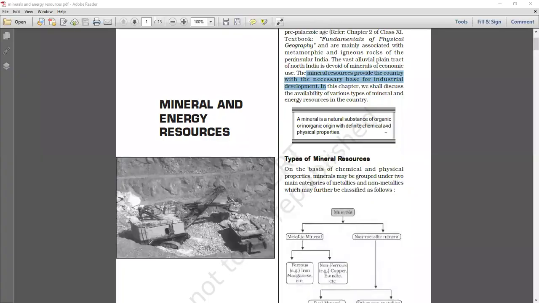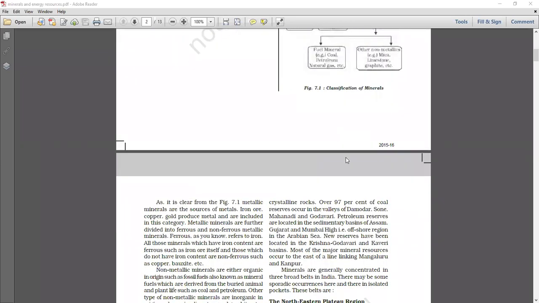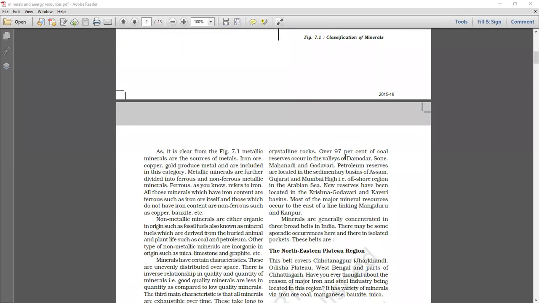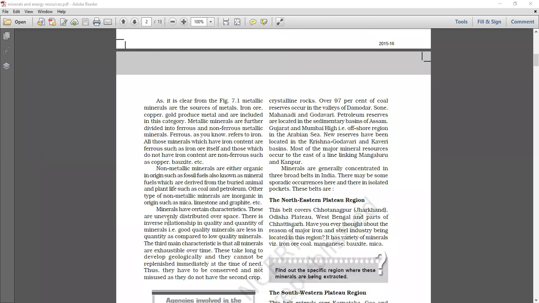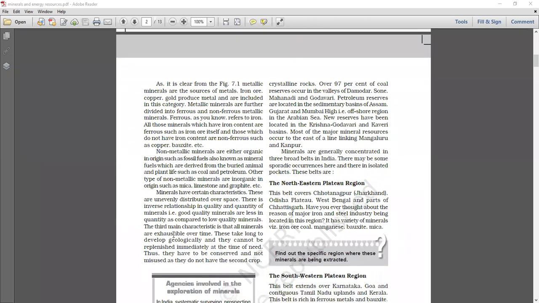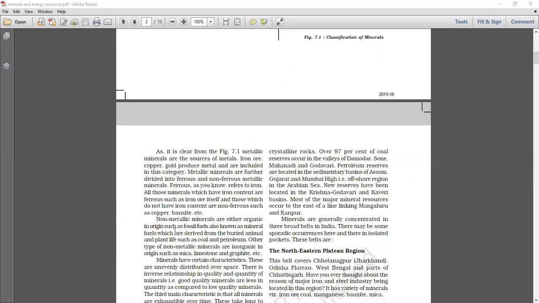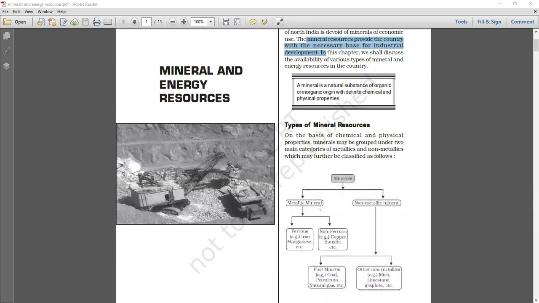Okay, students, now let's talk about some of the characteristics of minerals. The distribution of minerals over the earth's surface is uneven. They are not equally distributed on the earth's surface. So that is the first characteristic. Second one, there is an inverse relationship. What do you understand by inverse relationship? This one is given here. That is, there is an inverse relationship between minerals and their quantity.